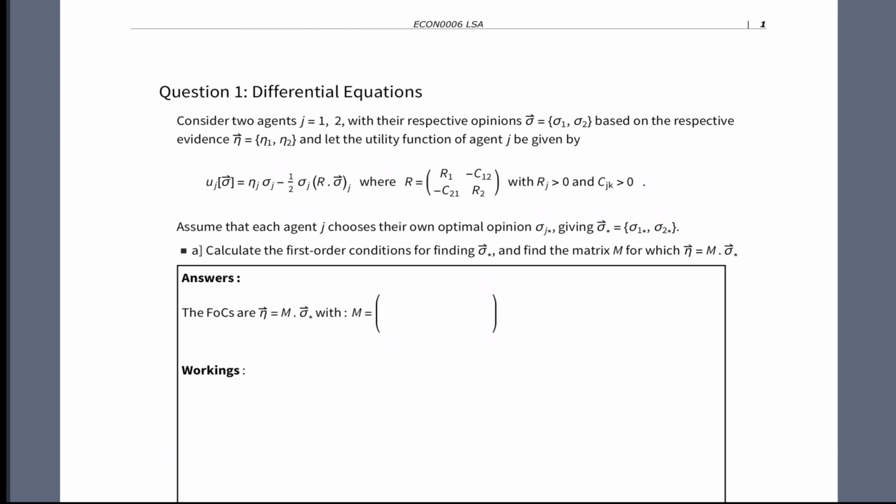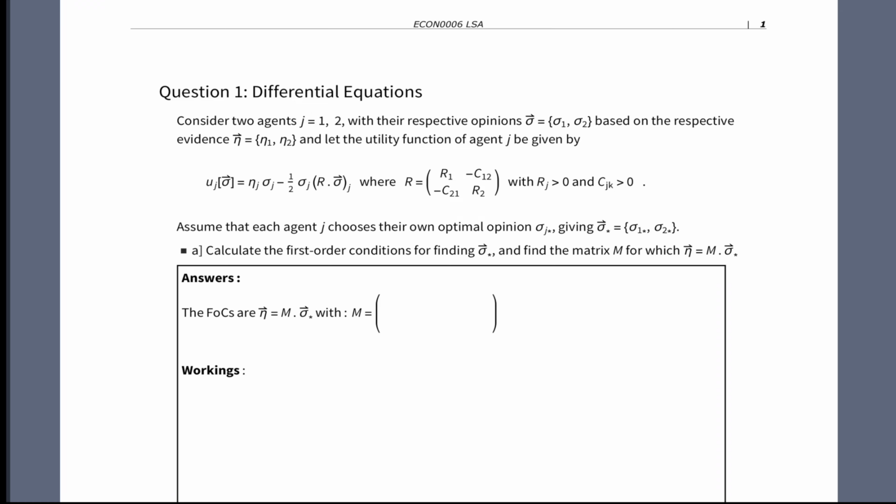is equal to eta_j sigma_j minus a half sigma_j (R multiplied by the vector sigma)_j, where the matrix R is equal to R1, minus C_12, minus C_21, and then R2, with R_j greater than 0 and C_jk greater than 0. Assume that each agent j chooses their own optimal opinion sigma_j asterisk, giving the vector sigma asterisk, which equals sigma 1 asterisk, sigma 2 asterisk.